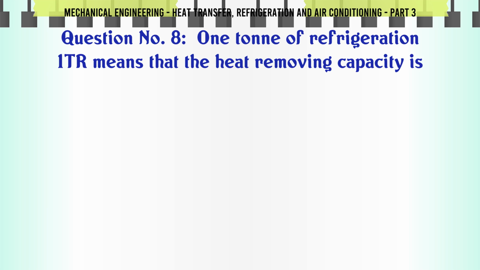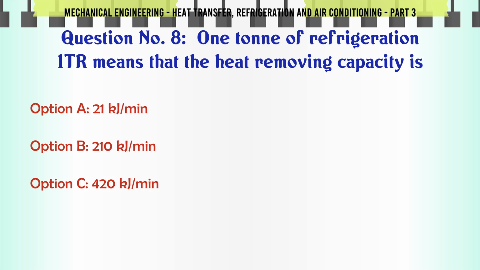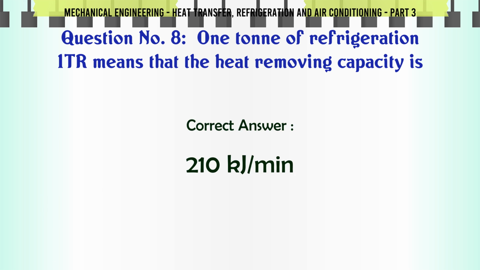1 ton of refrigeration, 1 TR, means that the heat removing capacity is A. 21 kJ/min, B. 210 kJ/min, C. 420 kJ/min, D. 620 kJ/min. The correct answer is 210 kJ/min.